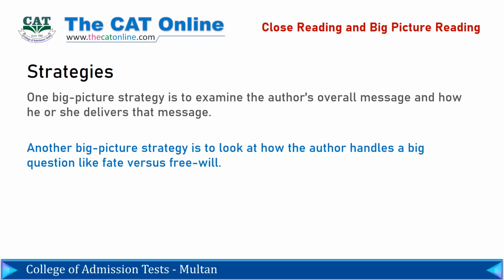Another big picture strategy is to look at how the author handles a big question like fate versus free will. We learn within the first few minutes of the play how it will end when Shakespeare writes, "A pair of star-crossed lovers take their life." So is it fate that they meet, fall in love and die, or are Romeo and Juliet directly responsible for what happens to them? Like individual brush strokes, recurring small details add up to paint a larger picture.